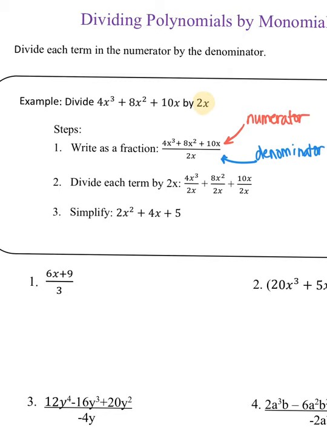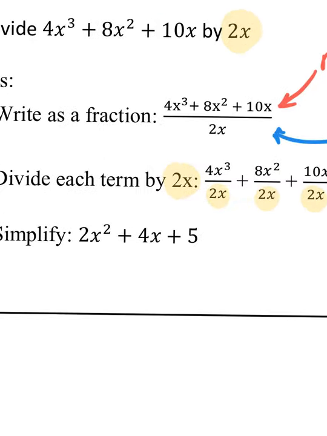So we're going to always divide the numerator by the denominator. So then what we do is we're going to divide each term by that 2x. So here's my 2x, and we're separating each term and dividing by 2x. So then when we do that, if we look at 4x to the third divided by 2x, we simply divide the numbers.